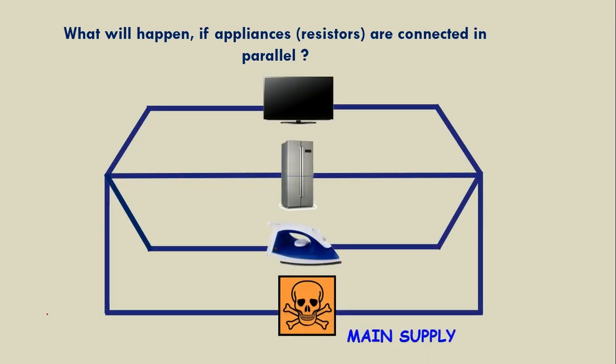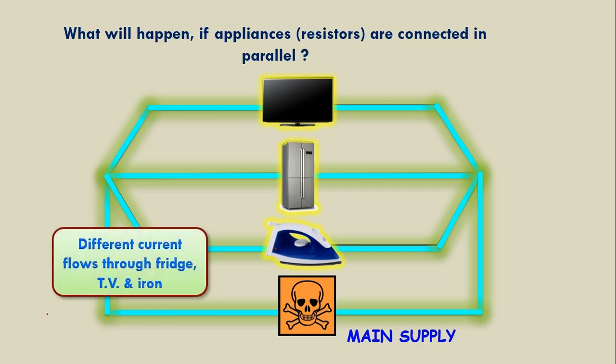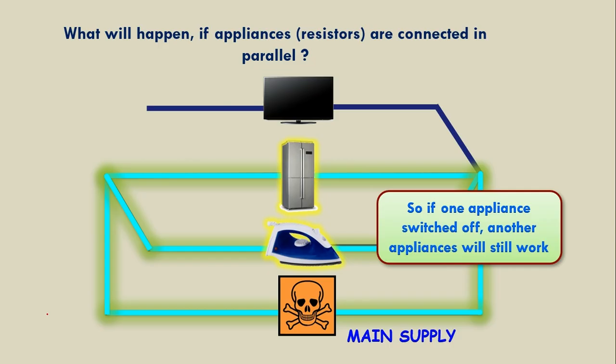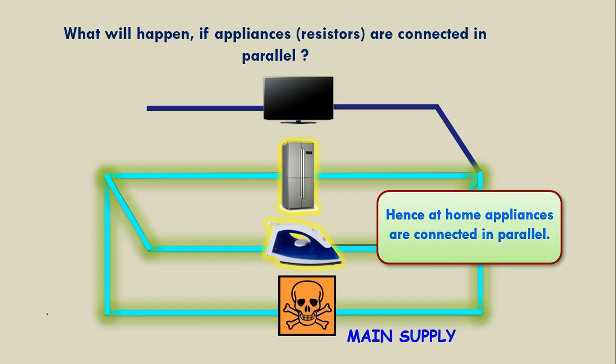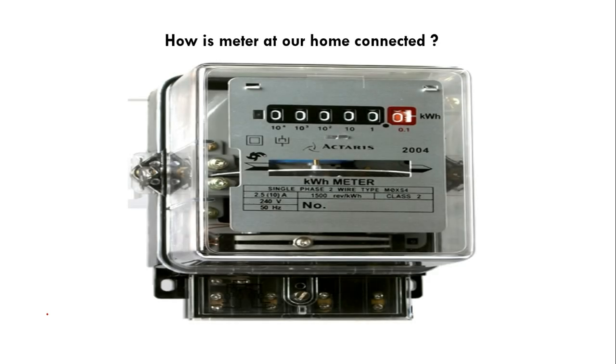Is it right? So what happens if the appliances are connected in parallel? You can see the same appliances, the refrigerator, TV, and iron box. When the current is supplied from the main source, it is getting divided among all the appliances. Is that right? So different current flows through the fridge, TV, and iron. So here, if the TV is off, still the remaining two devices work. So if one appliance is switched off, other appliances will still work. Hence, at home the appliances are connected in parallel. Is it clear?